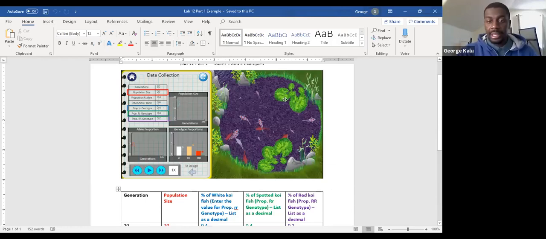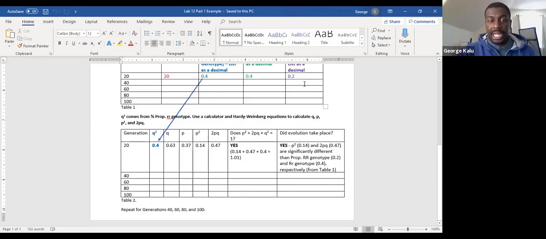And so you're going to do that for every generation: generation 20, 40, 60, 80, and 100. Okay, so you're going to do that for the first one. Part one is going to be kind of organized that way.